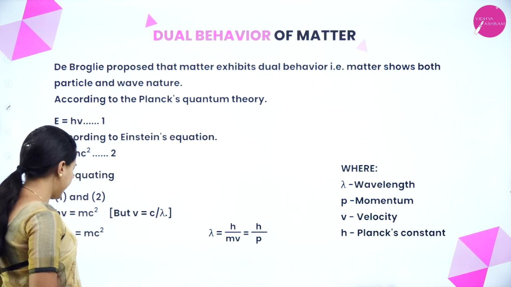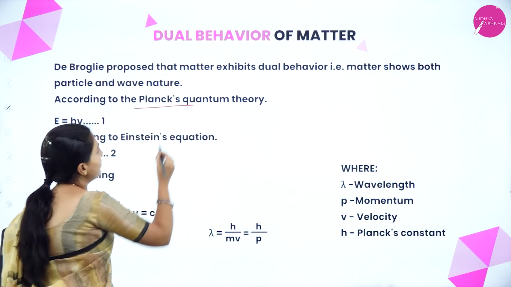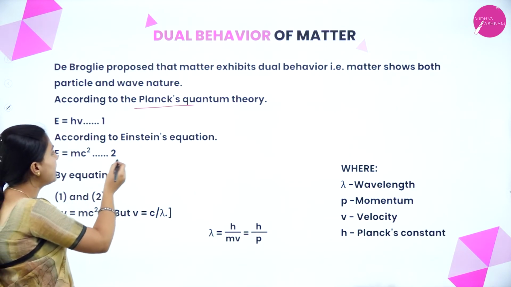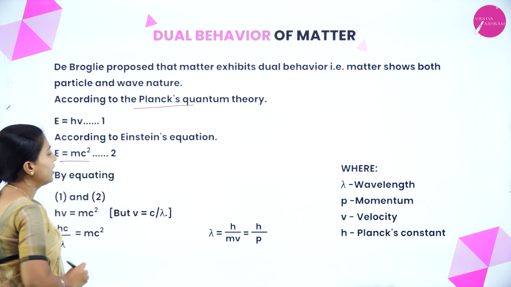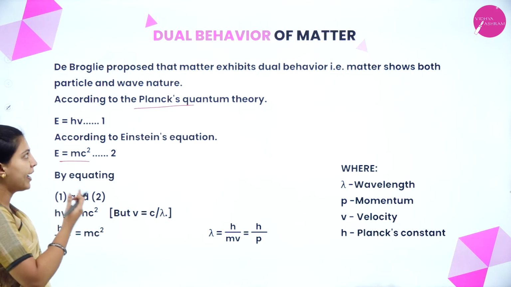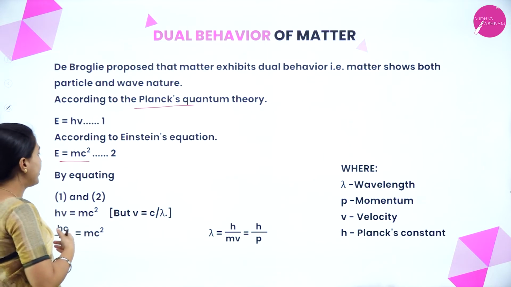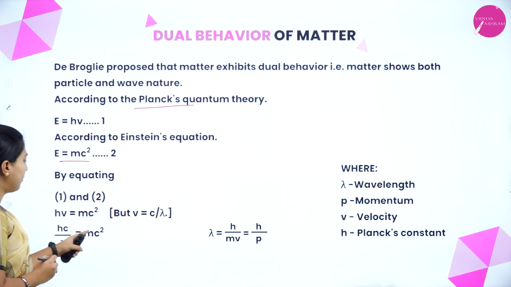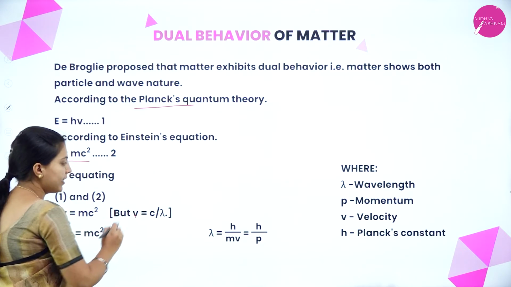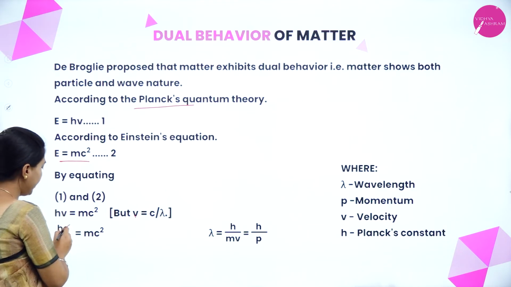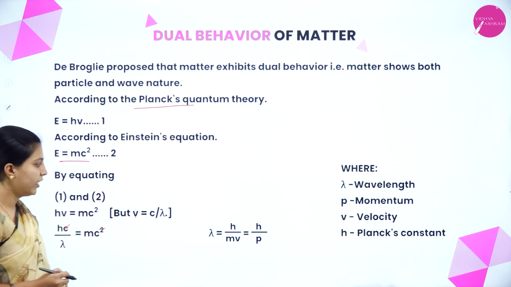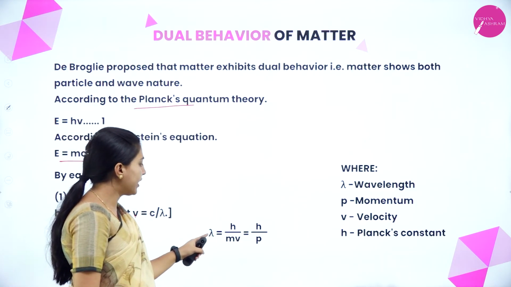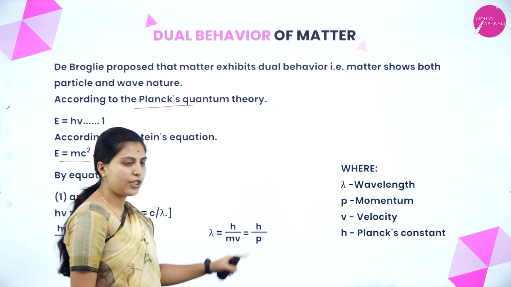How was this explained? With the help of Planck's quantum theory, E equals h nu. According to Einstein's equation, E equals mc square. By equating both, we get h nu equals mc square. Here nu equals c by lambda, so h c by lambda equals m c square, and one c is cancelled. This is the overall de Broglie equation: lambda equals h by mv, equals h by p.